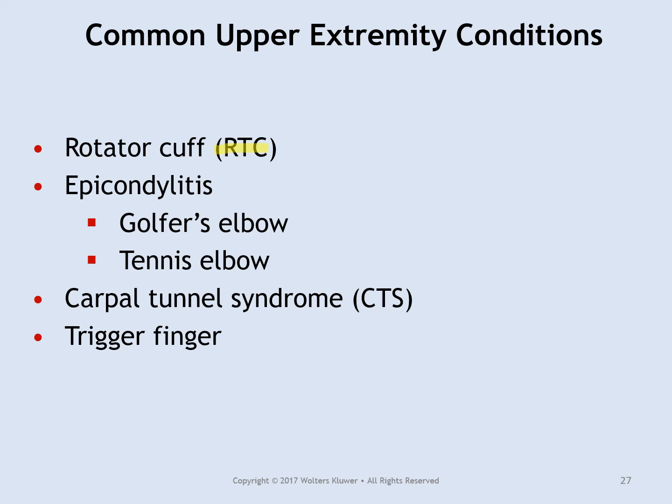Rotator cuffs in the shoulder girdle can certainly be damaged. Epicondylitis affects golfers and tennis players, known as golfer's elbow and tennis elbow. Carpal tunnel is an occupational hazard for those of us who do a lot of repetitive motions like typing and pill counting. You can get inflammation of the nerves in the wrist and it can require surgery to make a little more room so the nerves can fit through.